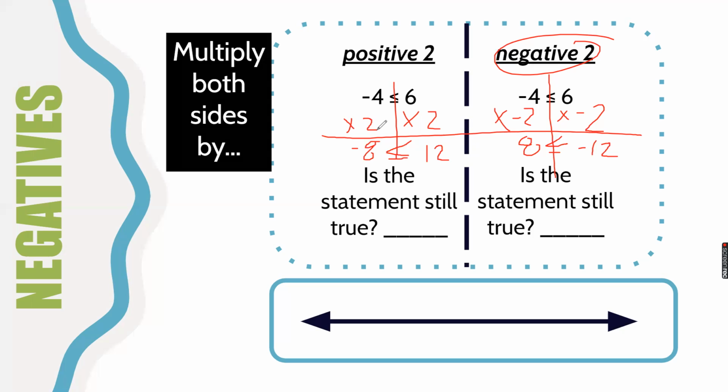So our next question is, is the statement still true? I'm looking at this one over here. So is negative 8 less than or equal to 12? And yes, it is. So that statement is still true. Let's look at that second statement. So is 8 less than or equal to negative 12? No, that is not true, because this one's a negative and this one's a positive. A positive is always bigger than a negative. So that statement is not true.